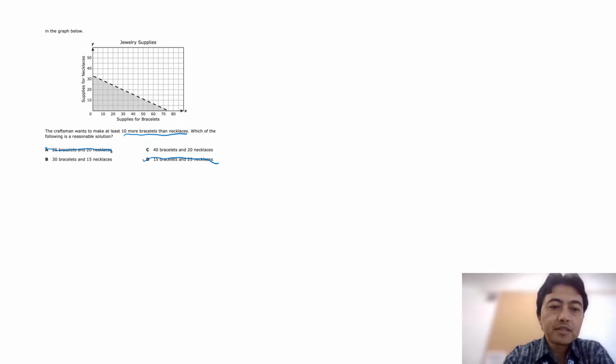So 30 bracelets, that's over here. 15 necklaces is over here. So we figure out where they meet, and it's over here. Oh, it's inside the shaded part, so it's a solution. Now let's look at C. Why is it not a solution? 40 bracelets is over here, and 20 necklaces is over here. If we see where they meet, it is here, outside of the graph. So it is not a solution, so only B is the final answer.